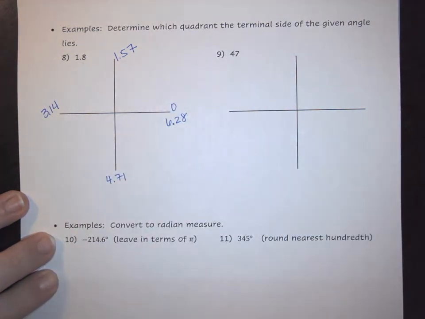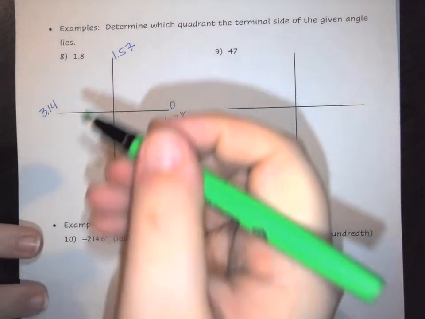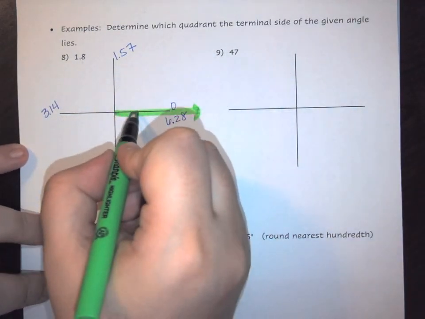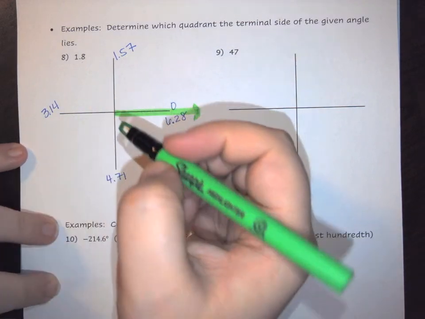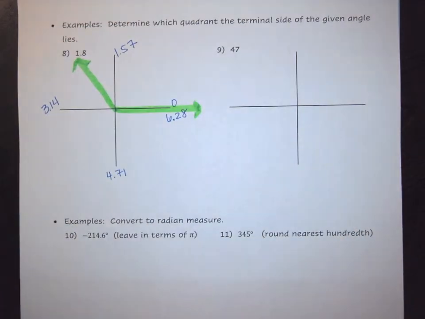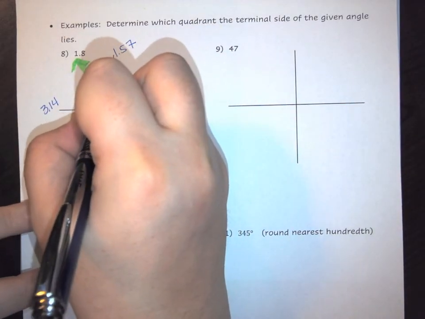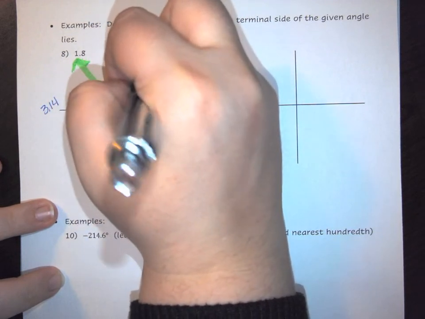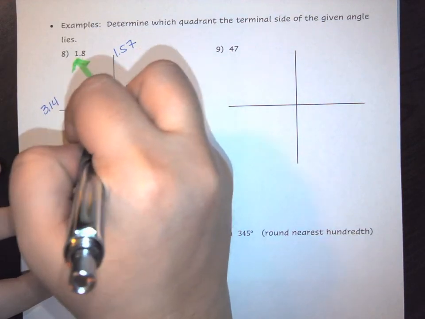So if I start with my initial side, here my initial side is still going to be my x-axis. If I go up 90 degrees, I'm at 1.57. If I go all the way over, I'm at 3.14. So I'm going to be right about in here. So from 0 to my terminal side is going to be my angle at 1.8, which says we are going to be in quadrant 2.